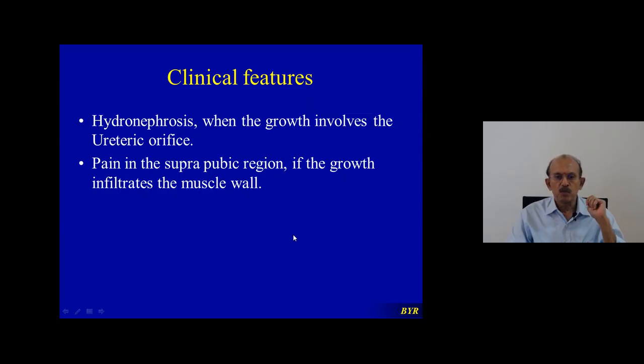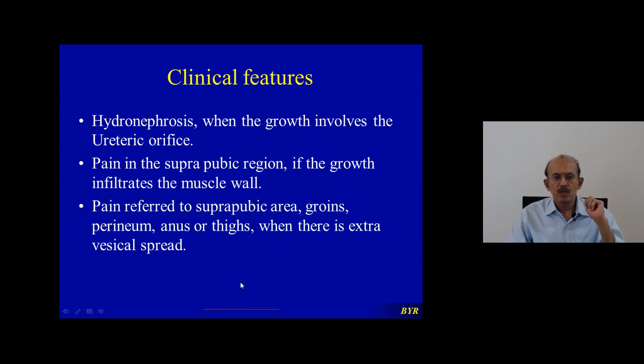There may be pain in the suprapubic region if the growth infiltrates the muscle wall of the bladder. Pain is referred to the suprapubic area, groins, perineum, anus, or thighs when there is extravesical spread.